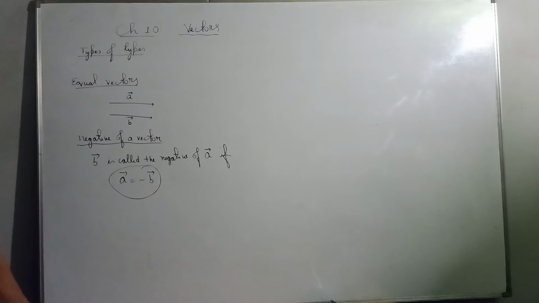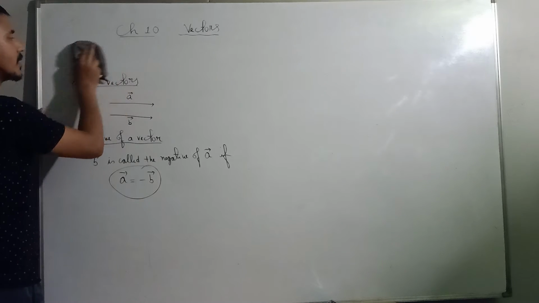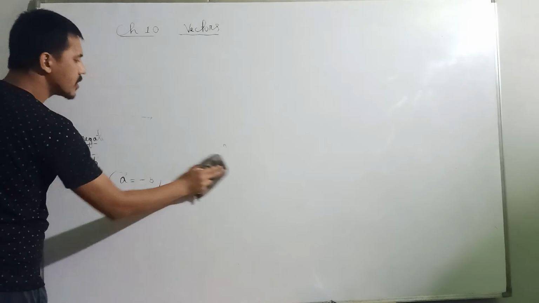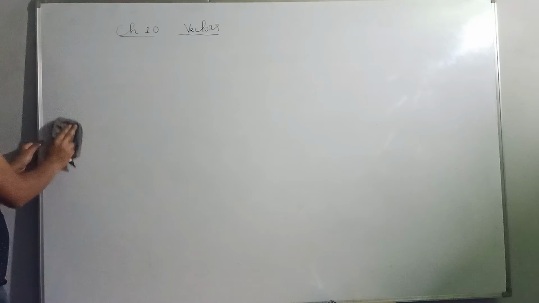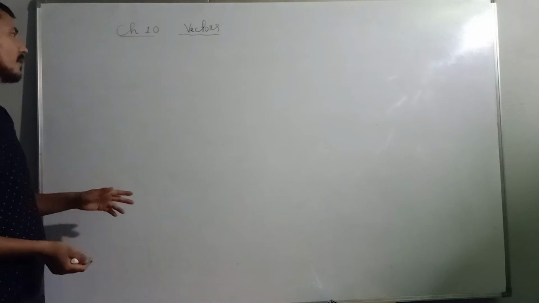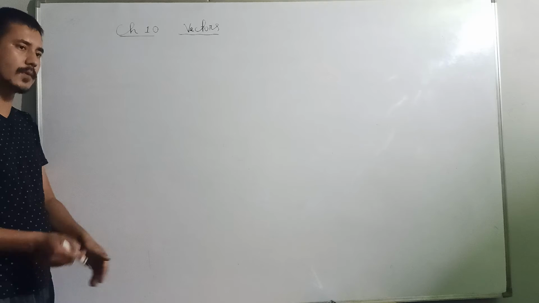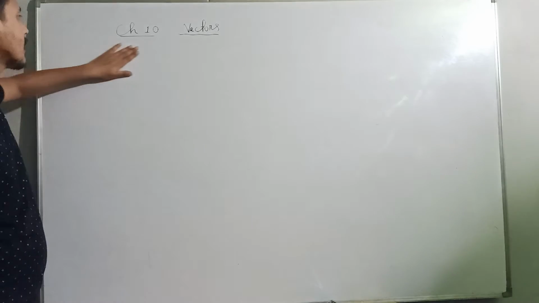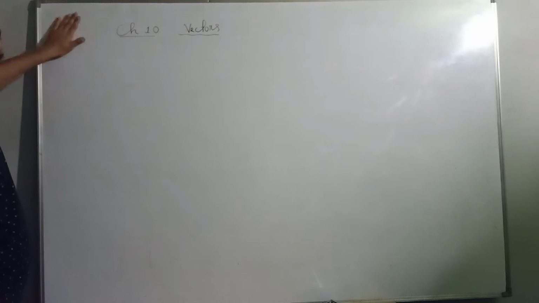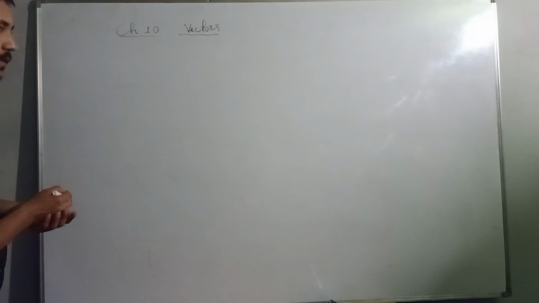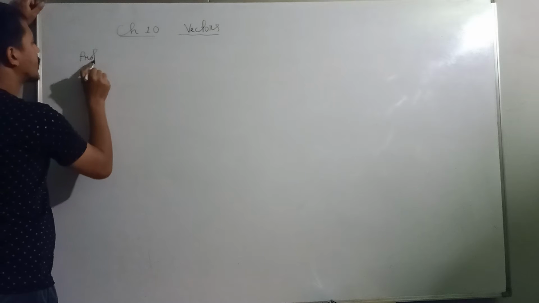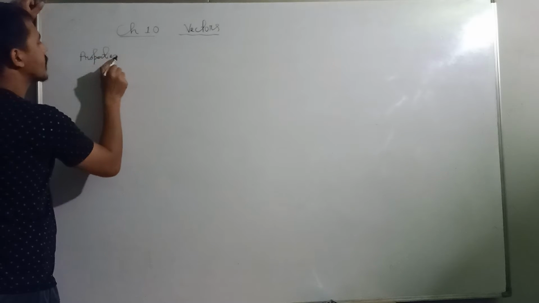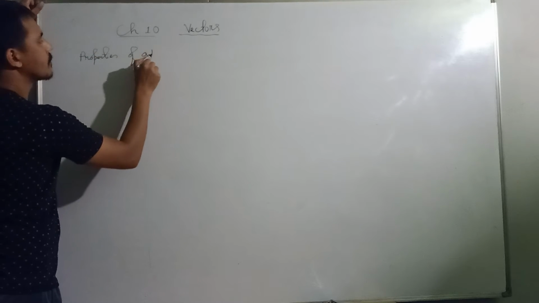Now, properties of addition. Addition of two vectors can be done using the triangular law of vector addition or by using the parallelogram law of vector addition. Let me not explain that again because you have already studied it in class 11, so I'm not going to go over those two laws of vector addition. Yes. So properties of addition. Let me tell the remaining properties.